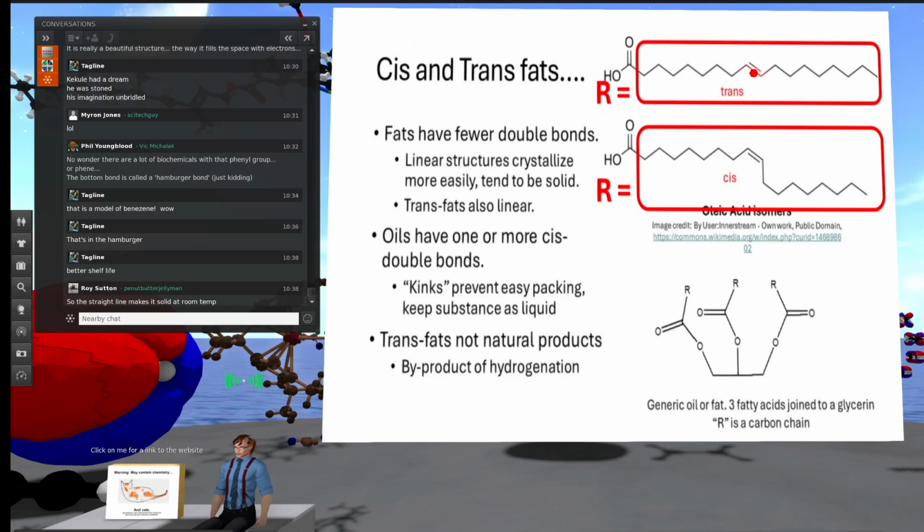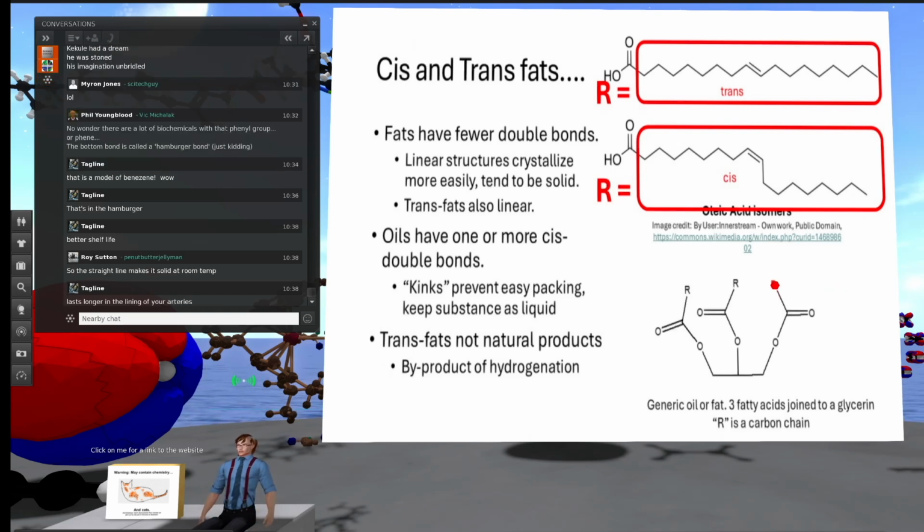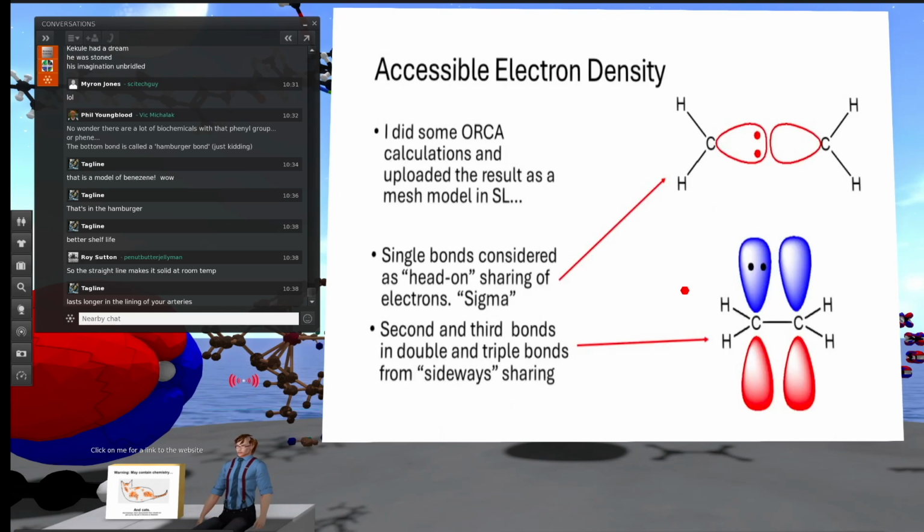Okay, so basically I'd forgotten I had this slide in here. The R group here basically is whatever is attached, and you can see the R group way of clarification. Tag, I like that. The trans fats do not give me personally a higher shelf life.